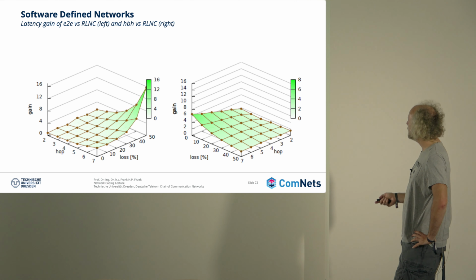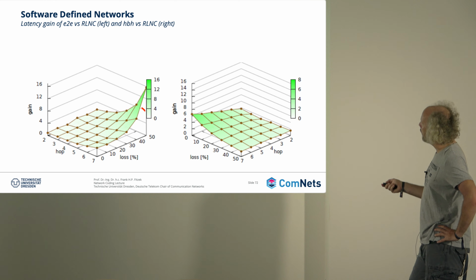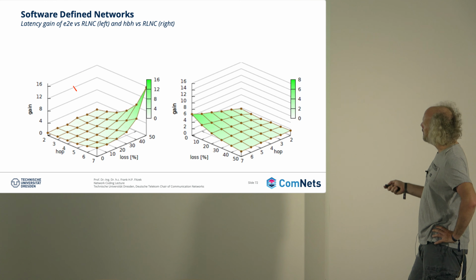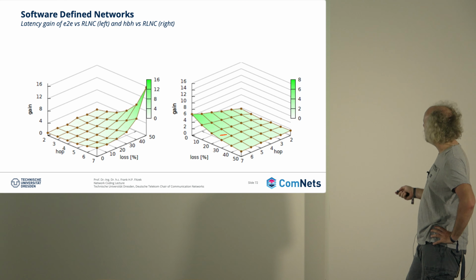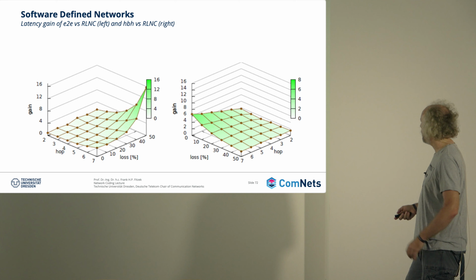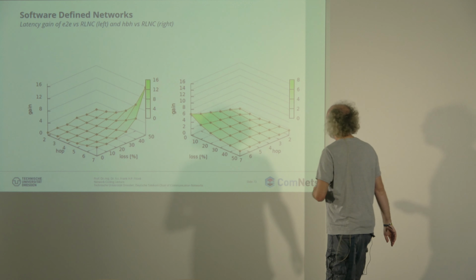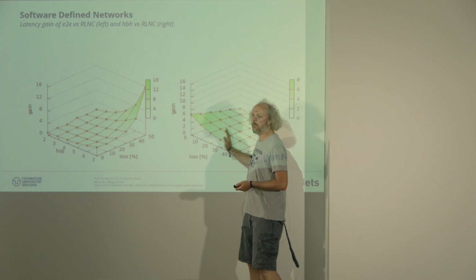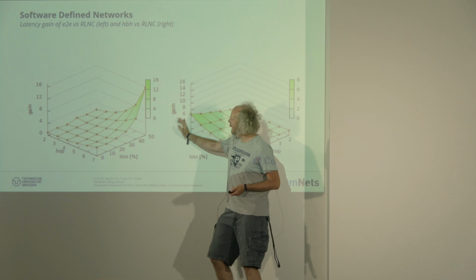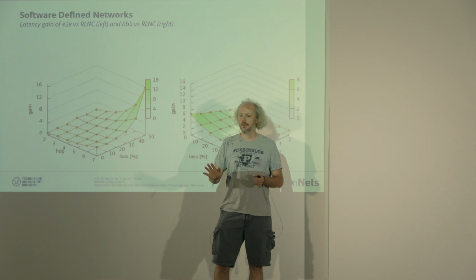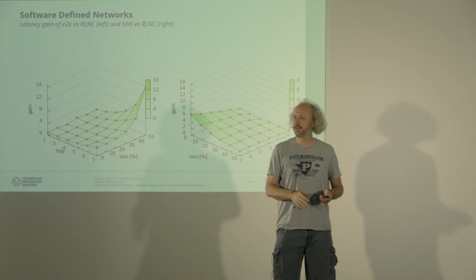Yeah, this is the gain. The first one is end-to-end versus RLNC, how much better RLNC is versus end-to-end, and how much better RLNC is against the hop by hop. Interesting is that hop by hop, we are beating when the losses are small. End-to-end, we are beating if the losses are high. In other words, we are beating them.